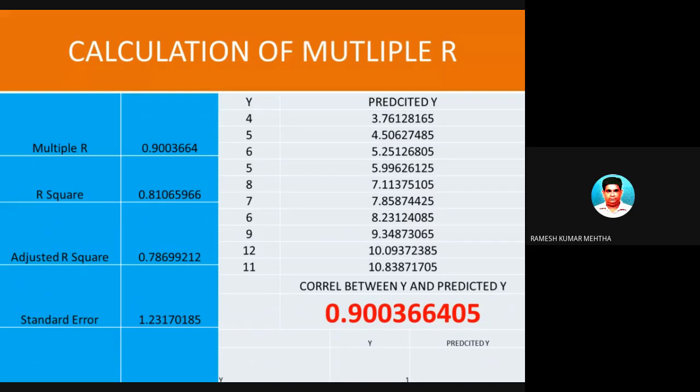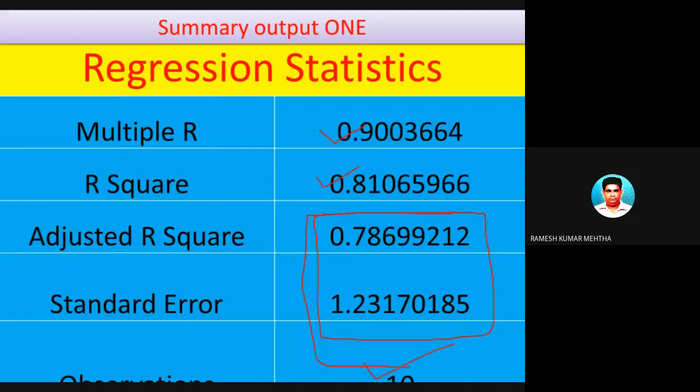How it is calculated. Now the next one is the calculation of multiple R. Very important calculation of multiple R. This 0.903664, how did we calculate it?